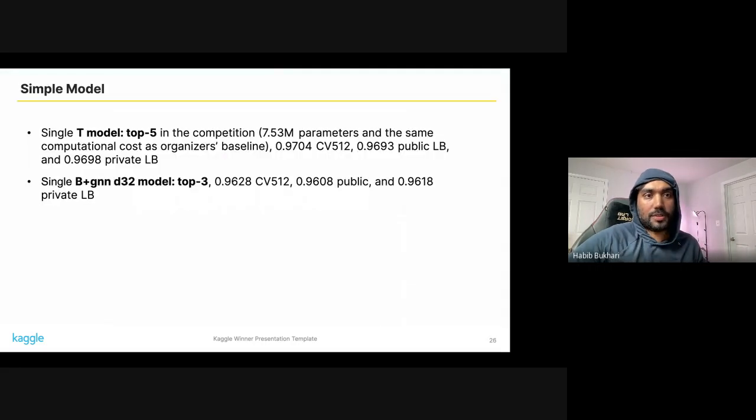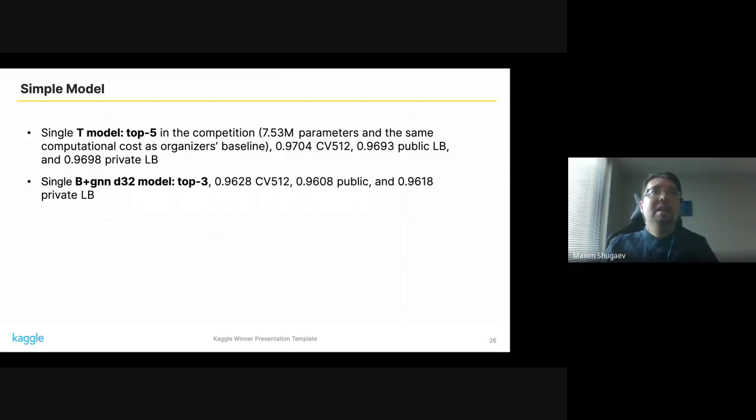So the last point is single model. Maxim, do you want to finish with the single model? Yes, sure. Our single T model, which has comparable computational cost as the organizer's baseline and has 7.5 million parameters, can take top 5 in this competition as a single model. And our larger B model can take top 3 in the competition as a single model. So it is a quite exciting result.